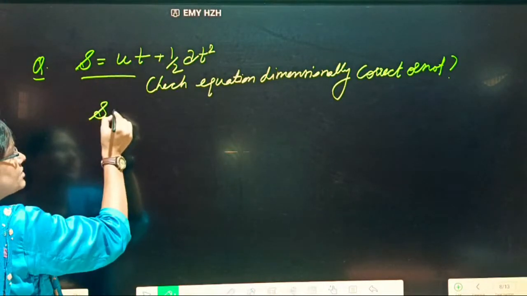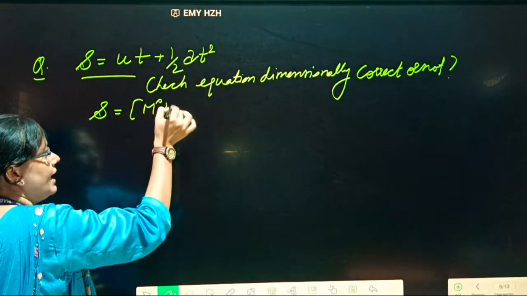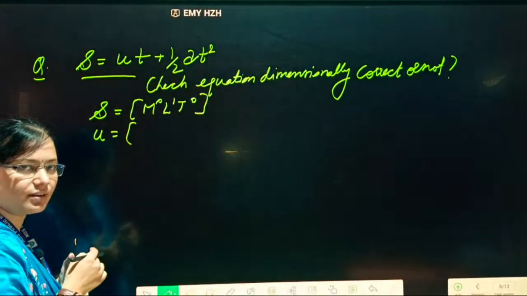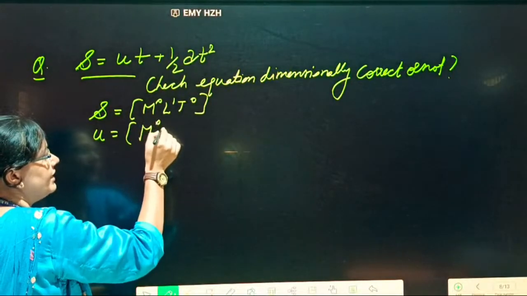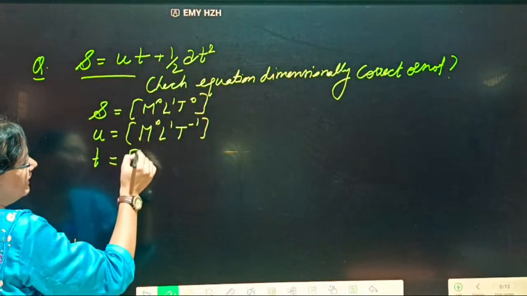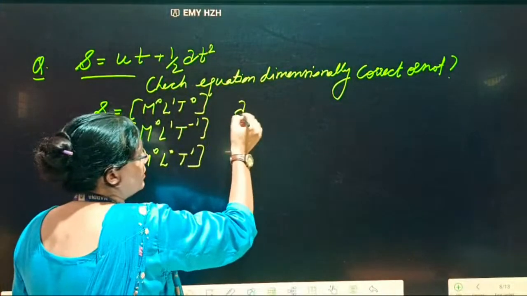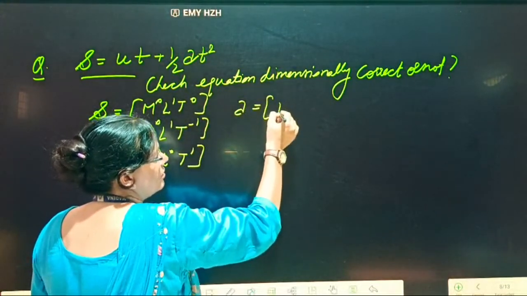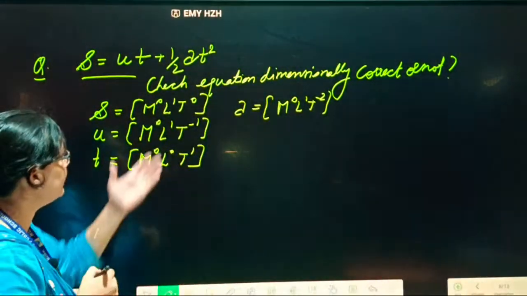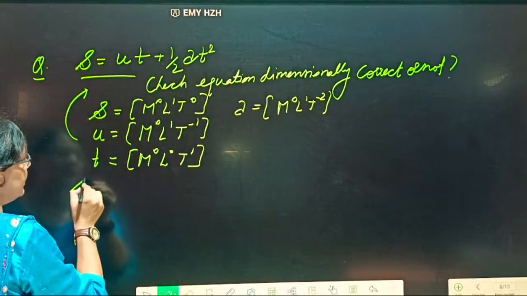S stands for the displacement. For the displacement, the dimension formula we can write like this: M0 L1 T0. Here u is our velocity. Initially in the last question we found the dimension formula, so how can we write it: L1 T minus 1. For the time, M0 L0 T1. Acceleration, we can write its dimension formula as M0 L1 T minus 2. This is the acceleration dimension formula. Time is already written here. So keep this relation in this equation, then check whether these are dimensionally right or wrong.